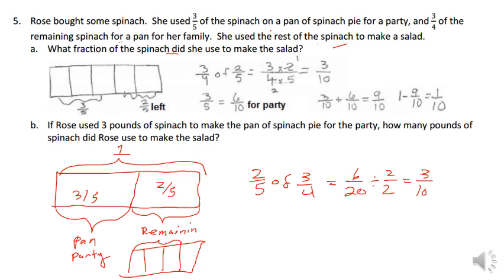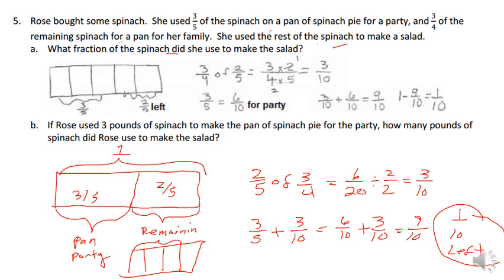So now I want to know how much she has left for the salad. So I can see that 3/5, which was used, plus the 3/10, is going to be all the spinach that's used. And I can change this because the equivalent fraction for 3/5 would be 6/10 plus 3/10, which equals 9/10. And that means, subtracting from the whole, there would be 1/10 left for the salad.